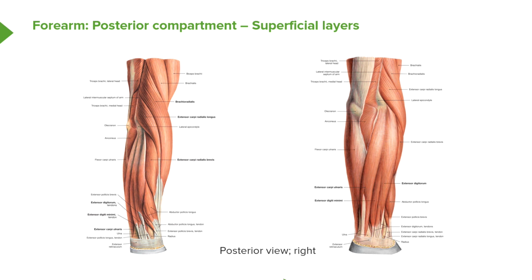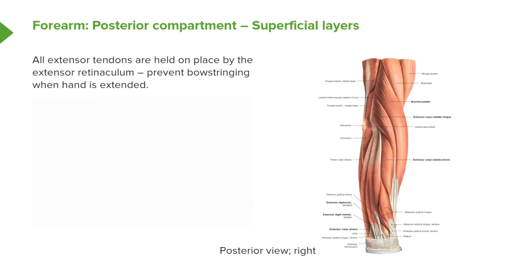We can see this is a right forearm, and we have a lot of the muscles all put together in their proper anatomical position. So we can see most distally a whole series of tendons, and these tendons are coming from the muscles on the posterior surface. And here we have the extensor retinaculum. So most distally we have the extensor retinaculum, and that prevents bowstringing when the hand is extended.